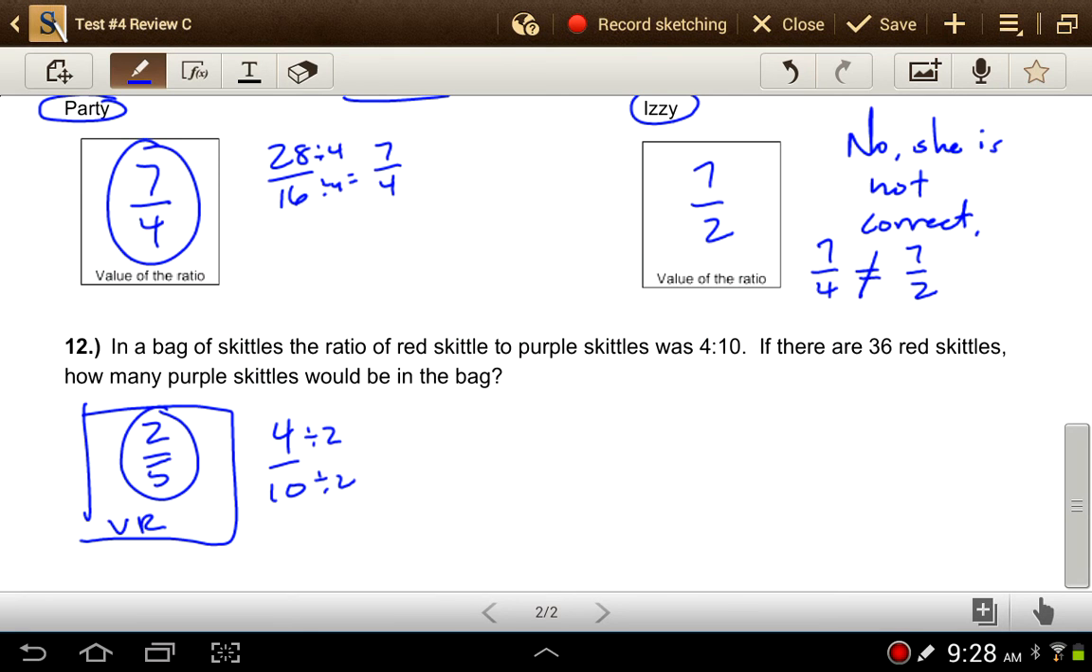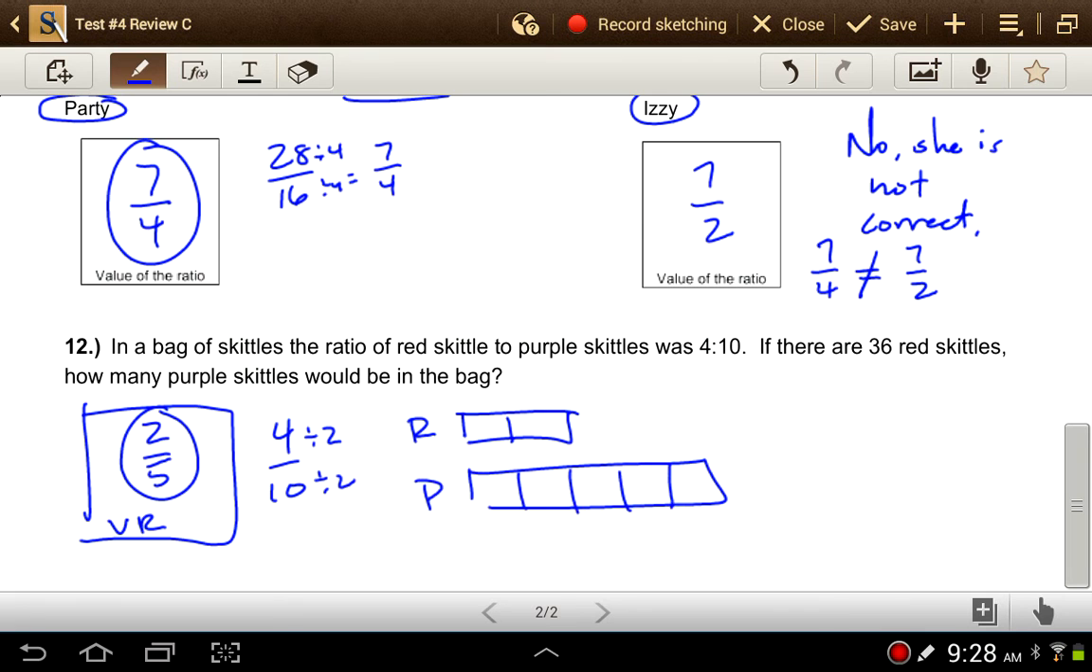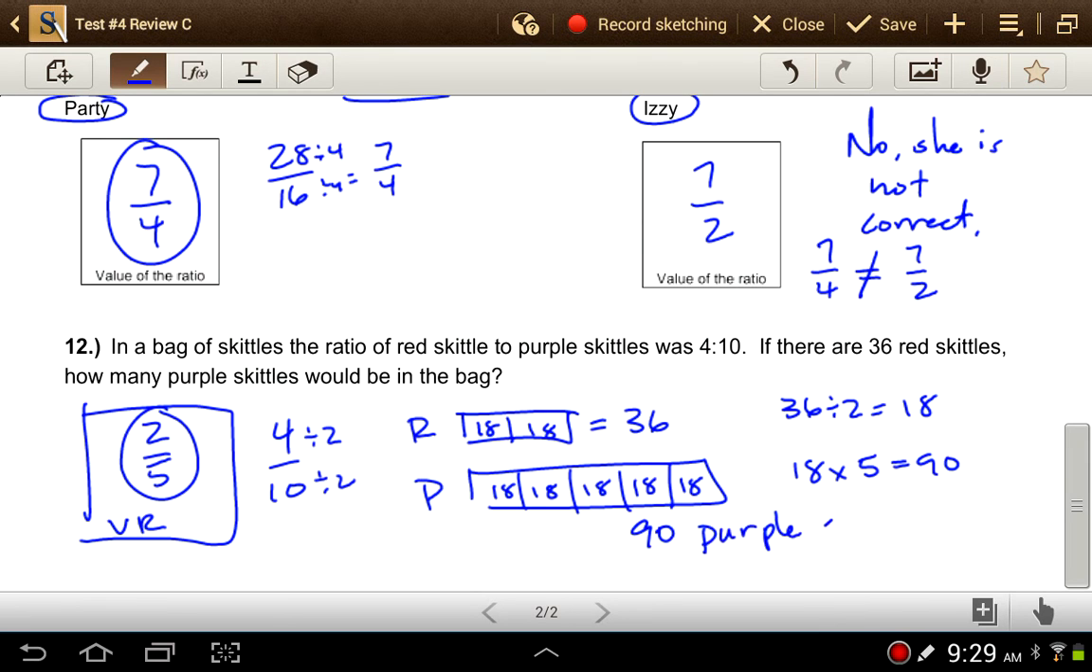So I can do this in a variety of ways. I'm going to do a table, and you can use the numbers. Actually, I'm going to do a tape diagram again. 2, and that's going to be red. And then the 5 is going to be the purple. 1, 2, 3, 4. And so all I have to do is make this equal to 36. So I'm going to do 36 divided by 2 and get 18. So I know that each one of these is 18. Then I'm going to do 18 times the 5 spots that I have for purple, and that is 90. So I know that there's 90 purple Skittles. Okay, and that's how you do that.